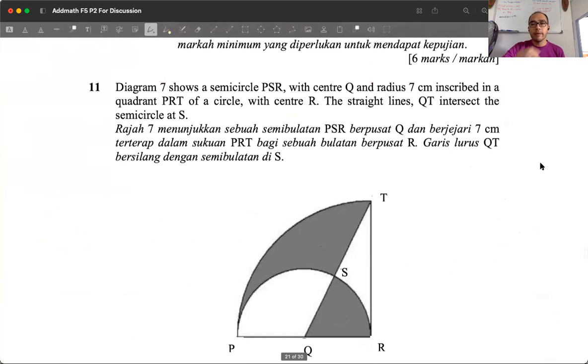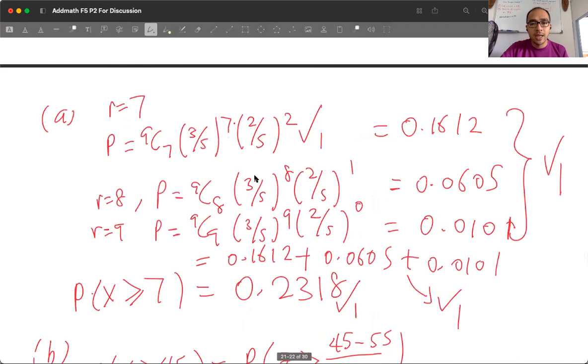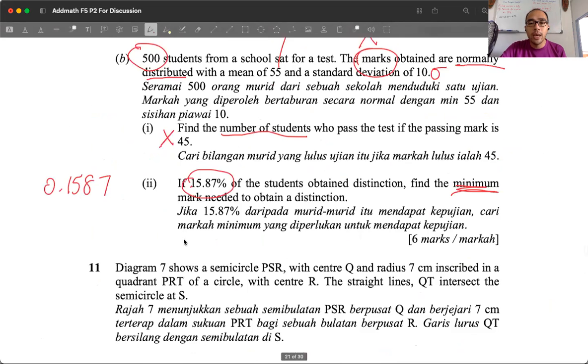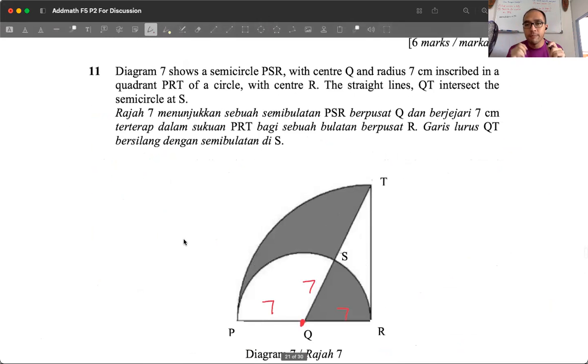So, question number 11. So diagram 7 shows semicircle PSR. Okay, we have a semicircle over here. The center is Q. Radius is 7. So here radius is 7, here is 7. Q to S is also 7. Notice that all this information is given in the question. And as I have said before, and I will say it many, many times again, don't be in a rush to read this one and then only look for information. No need. Read the question slowly and put in all the information first before you answer any question.